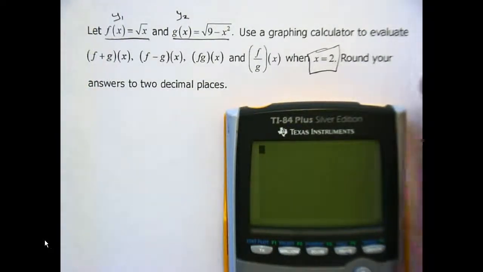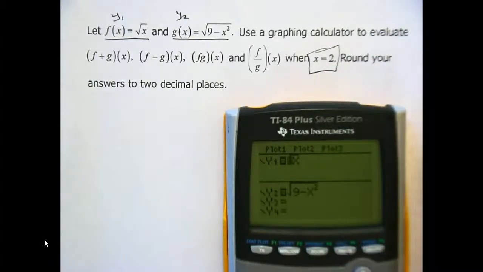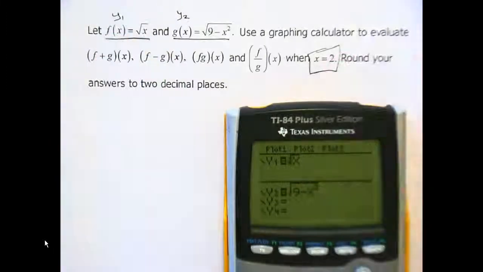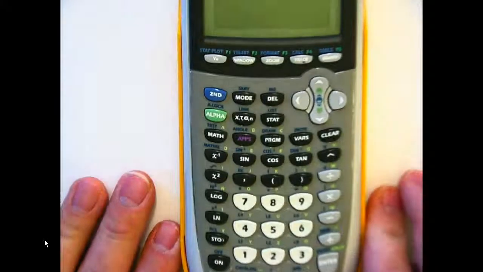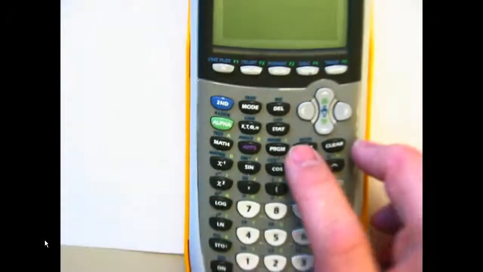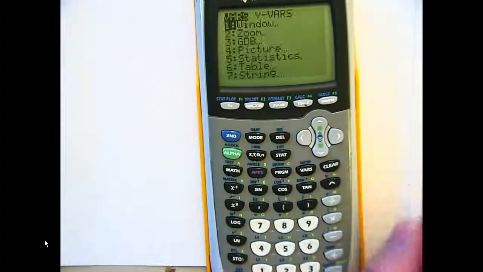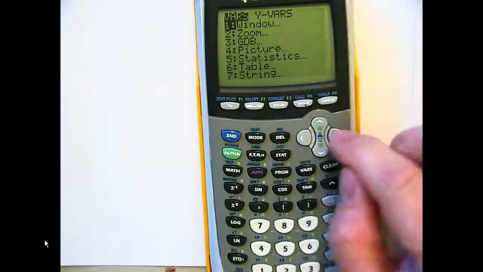Okay? But if you want to evaluate something you have in your y equals menu for a certain value of x, that's what we're doing. So we put these two things into our y equals menu, and we want to evaluate for that value of x. What we're going to do is select VARS, V-A-R-S. Okay, that's this key right here. And under VARS, we are going to select our Y-VARS. We're going to go over one to the right.